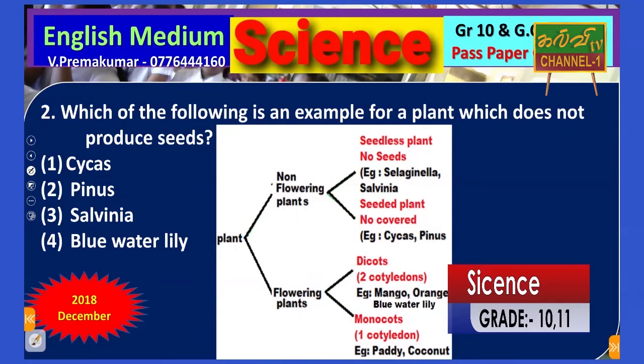Plants can be divided into two groups, non-flowering plants and flowering plants. Non-flowering plants are seedless plants, with no seeds. Normally the aquatic plants Selaginella and Salvinia are seedless. But seed plants without a cover, like Cycas and Pinus, have seeds but no covering.